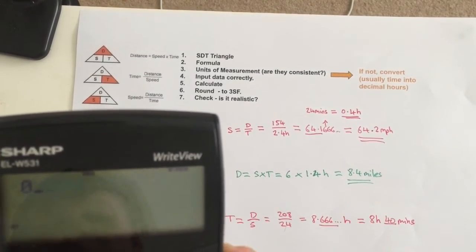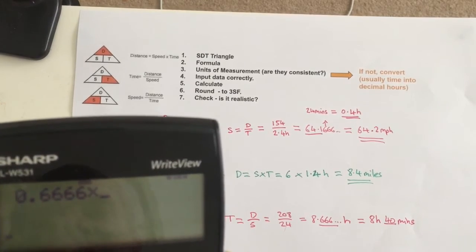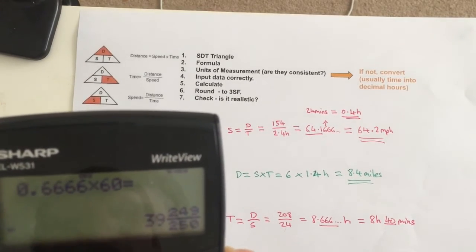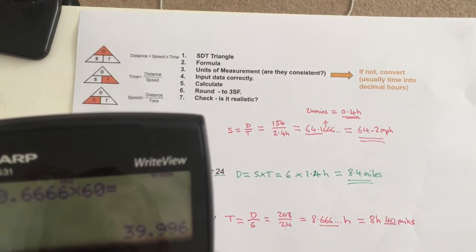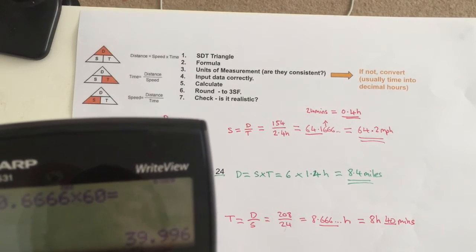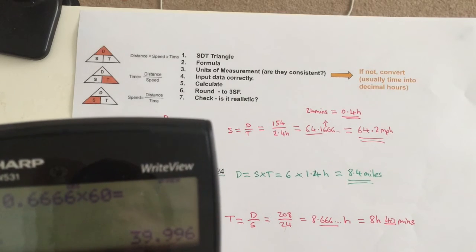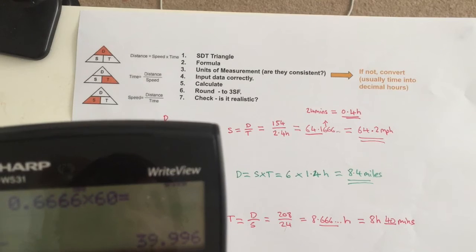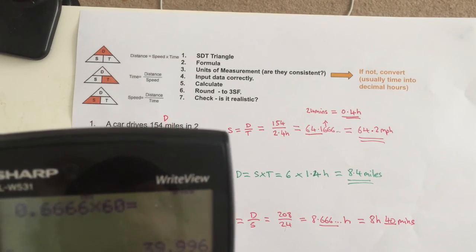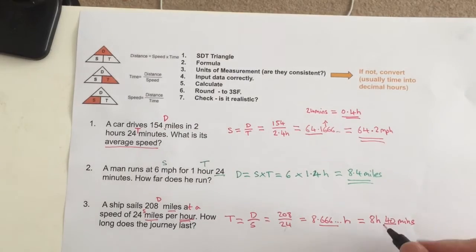Now, if you only did a couple of sixes, you'd get 39.996. So you'd need to round that up to the nearest minute. Can't have decimal minutes either. So be very careful, do lots of sixes, or find your recurring button and use that. So that's all 3 answers.